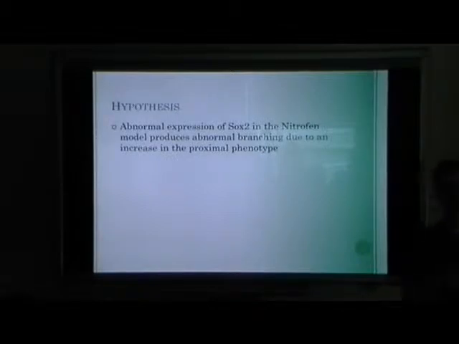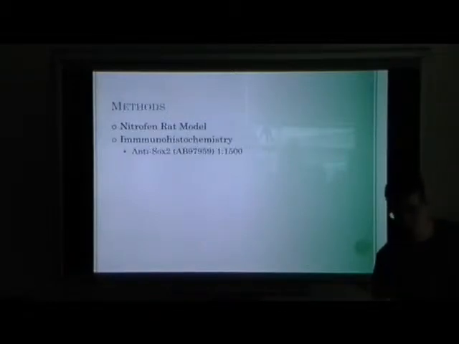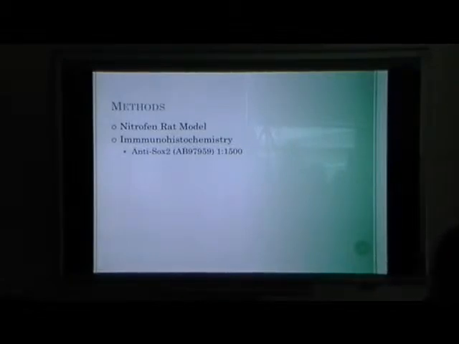So that was the hypothesis we went forward with. That an abnormal expression of SOX2 in the distal region in the nitrofen rats caused impaired branching and led partially to the hypoplasia that's demonstrated in this CDH model. So going forward, the method we used was the nitrofen rat.